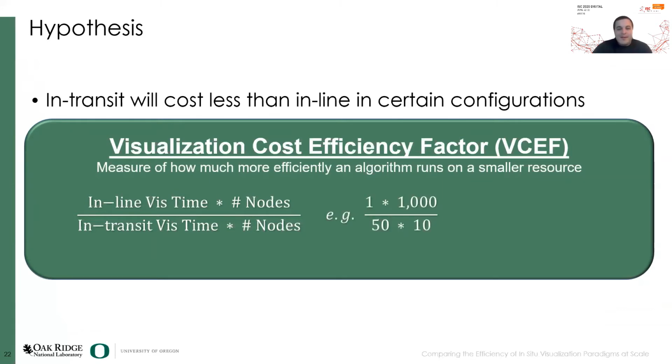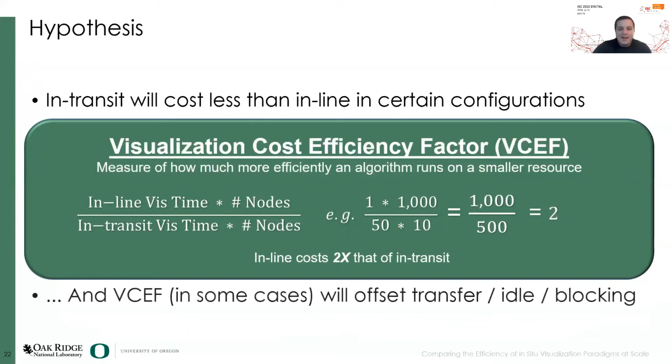For example, let's say our inline visualization time is 1 second, and we're running on 1,000 nodes. And our in-transit visualization time is 50 seconds, and we're running on 10 nodes. So this becomes 1,000 divided by 500, or 2. What that means is that inline costs 2 times that of in-transit. So in-transit is 2 times more efficient than inline in that case.